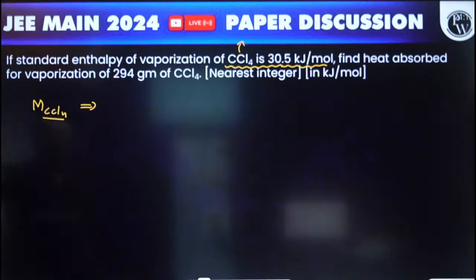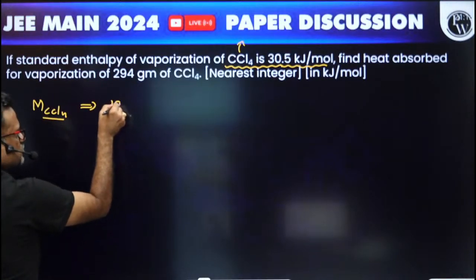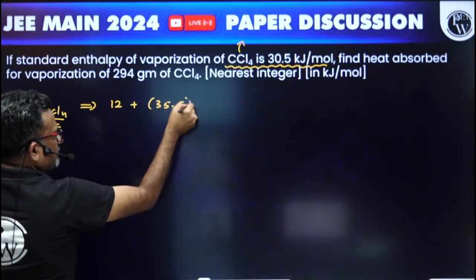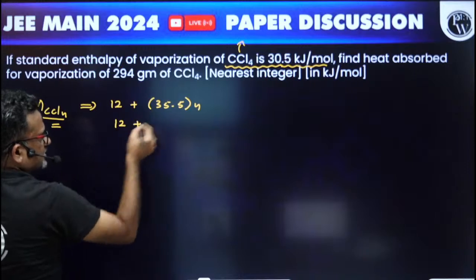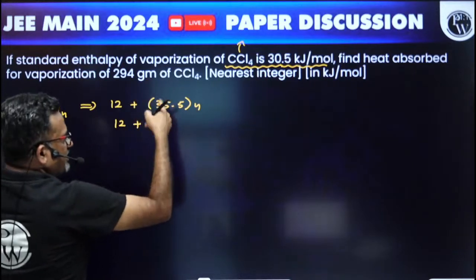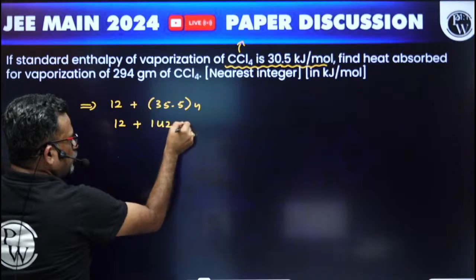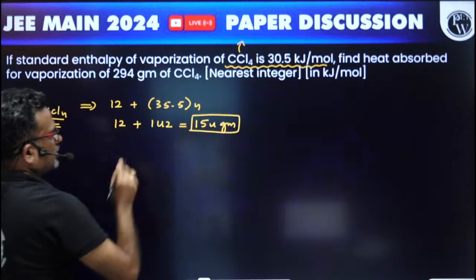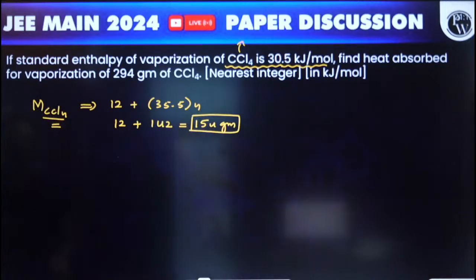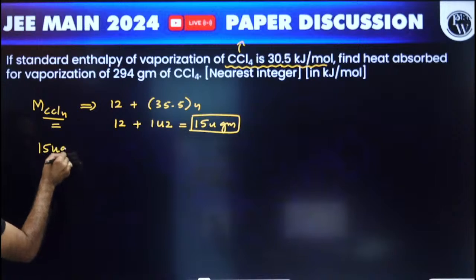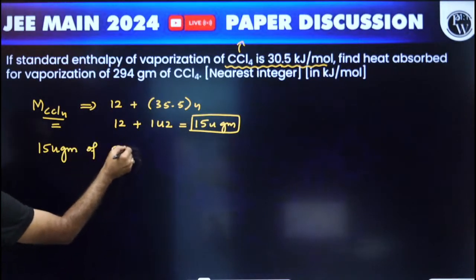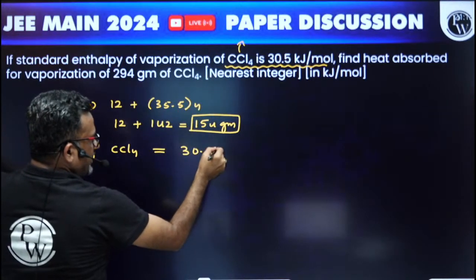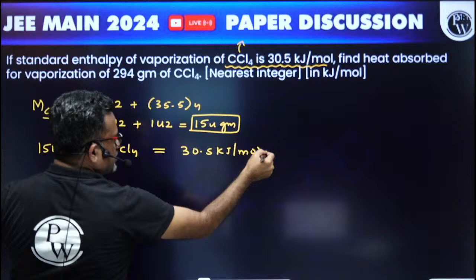Carbon is 12. Chlorine is 35.5. 35.5 into 4, this would be 142. So 12 plus 142, all put together, 154 gram. 154 gram is the molecular mass of CCl4. So therefore that means, to vaporize 154 gram of CCl4, I need 30.5 kilojoule per mole. Now what is the further?